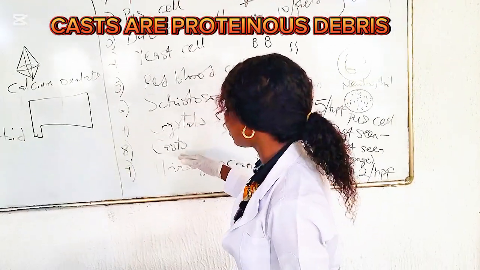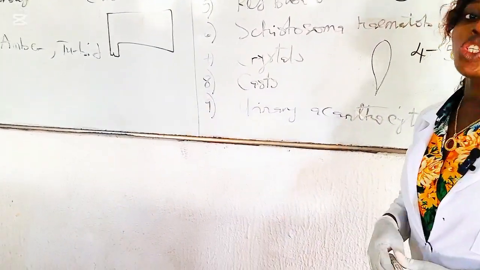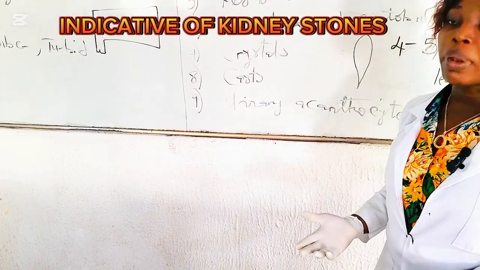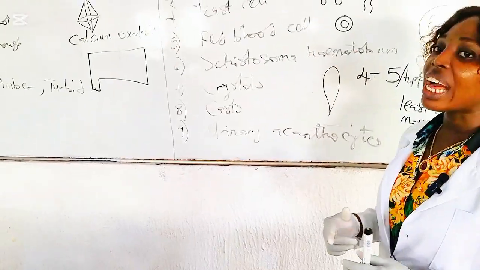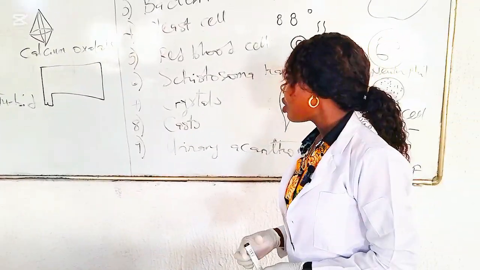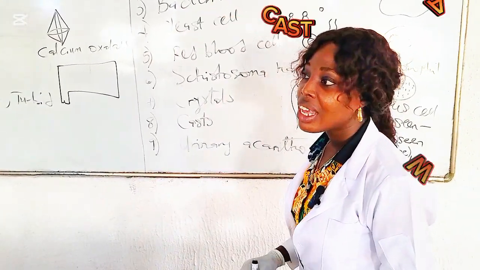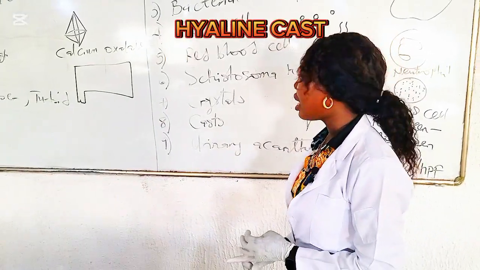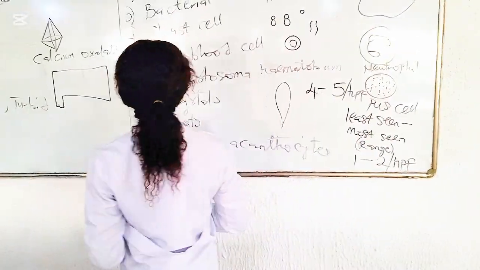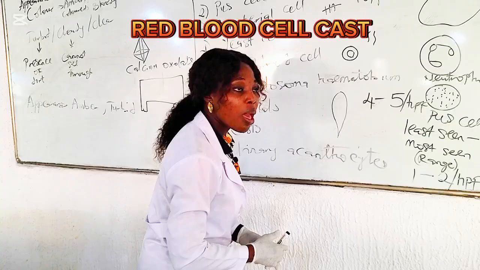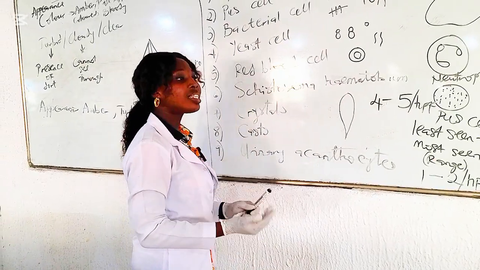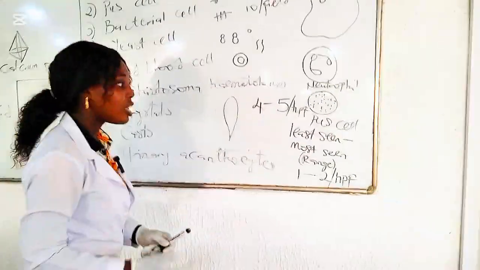Also, casts are debris. They are debris that can also indicate kidney problems. There are several kinds of casts. You have your waxy cast, hyaline cast. There are a lot of them. Red blood cell cast, depending on the cell found inside the cast.